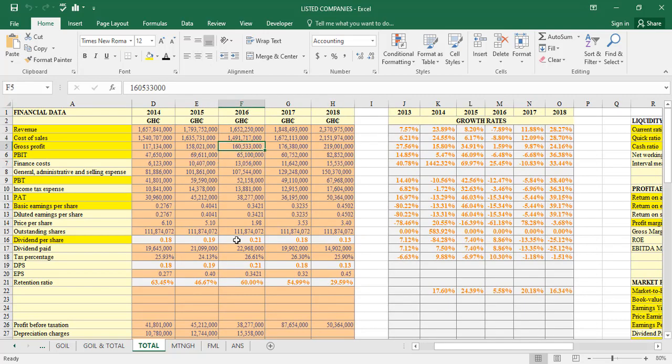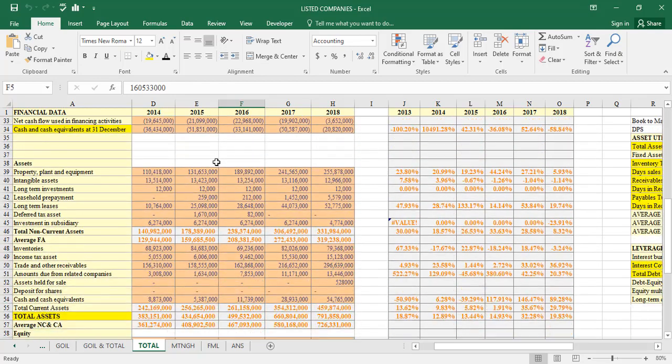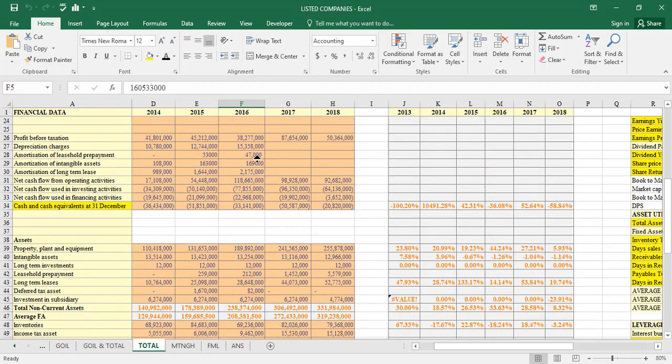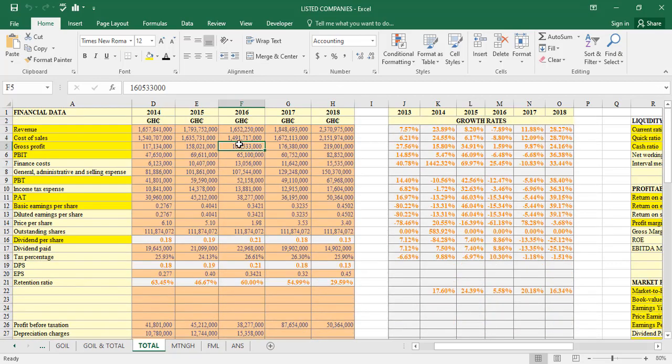Today is going to be on the trend of their revenue and their growth rates, in addition to some statement of financial position variables from 2014 through to 2018, in addition to their growth rates. So let's go straight to the point. We want to look at their revenue trend. We look at the revenue, the cost of sales, and the gross profit.